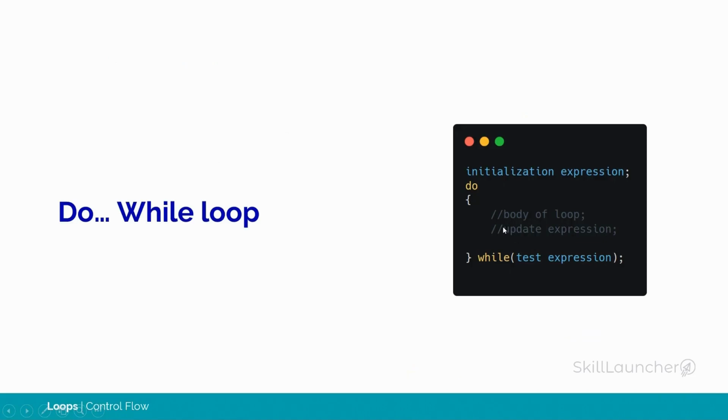The syntax for do while loop is, the initialization expression lies before the do while loop, then comes the keyword do, followed by the body of the loop and update expression. Outside this curly brace comes the while keyword followed with a test expression where the condition is tested. Note the semicolon at the end. Most of the time we forget and the compiler throws an error.